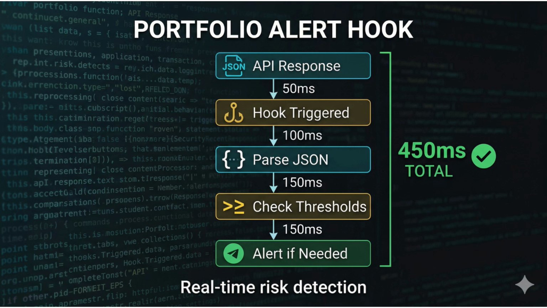Here's how it works. The post-tool use hook receives the Alpaca API response. It parses the JSON, checks each position against its entry price and stop-loss percentage. If it finds a position at risk, it calls the Telegram API directly from the hook. This happens in the background during the same API call JARVIS made for normal monitoring. Zero additional latency, instant awareness.